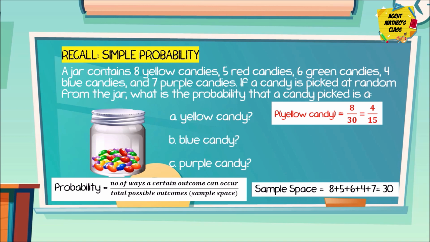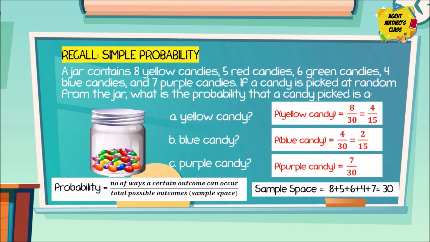Our second problem is to get the probability that the candy picked is a blue candy. The number of ways to get a blue candy is equal to 4. So therefore, the probability of getting a blue candy is 4 over 30, or 2 over 15. For our third problem, what is the probability that the candy picked is a purple candy? The number of ways to pick a purple candy is equal to 7. So the probability of getting a purple candy is 7 over 30.